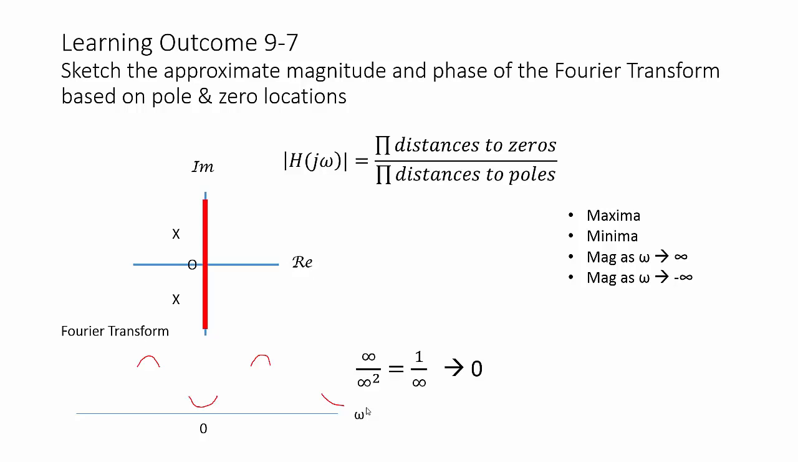What happens to our magnitude as omega approaches negative infinity? We start off at negative infinity down here, distance to our zeros, distance to our poles. Again, we have an infinity divided by infinity squared, which means that as we go to negative infinity, we also approach 0. This should make some sense, being as we have a real system and we know that the magnitude of our Fourier transform will be even. So we're seeing the same effect on positive omega as we see in negative omega.